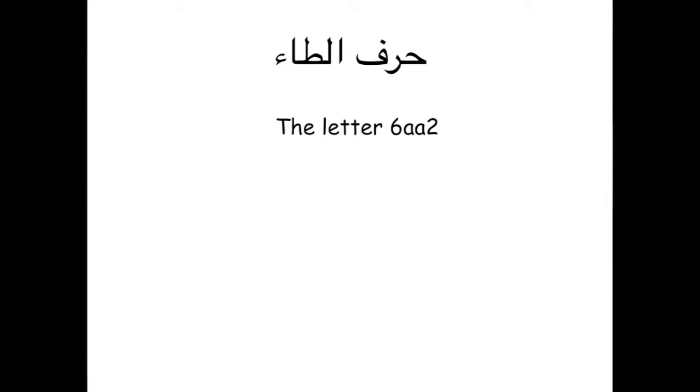So writing a ta is by drawing a curve backward like this, and then we close with a line like this, and then we add a stick like this, and that makes a ta. And because there isn't a letter equivalent to ta in the Latin scripts, we're gonna use the number 6 to represent ta.